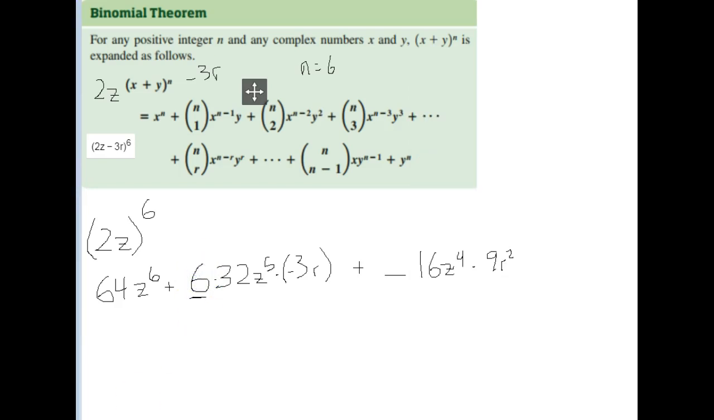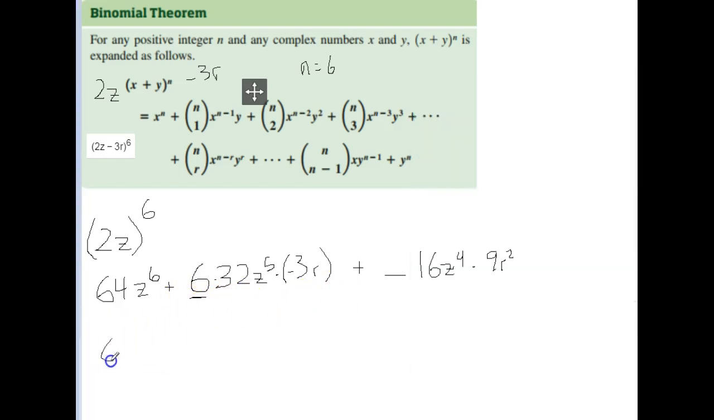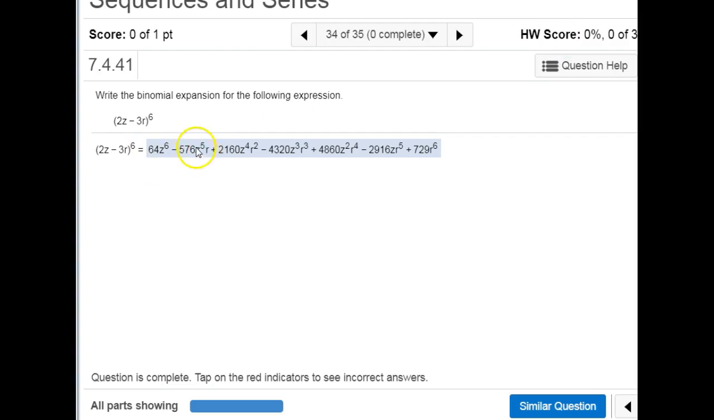And the way we get our final answer for that coefficient is to multiply all our numbers together. So our 6 and our 32 and our negative 3. Altogether that gives us negative 576. So for this second term, let me write our first term again. And then we have a negative 576, combining all our values, and then z to the fifth, r. And so that's where they're getting that here.